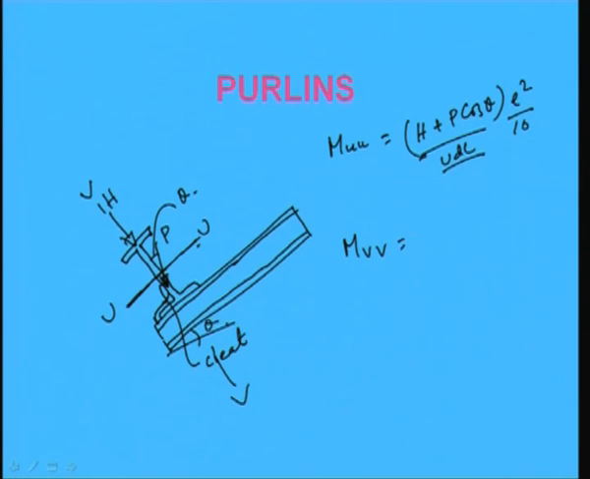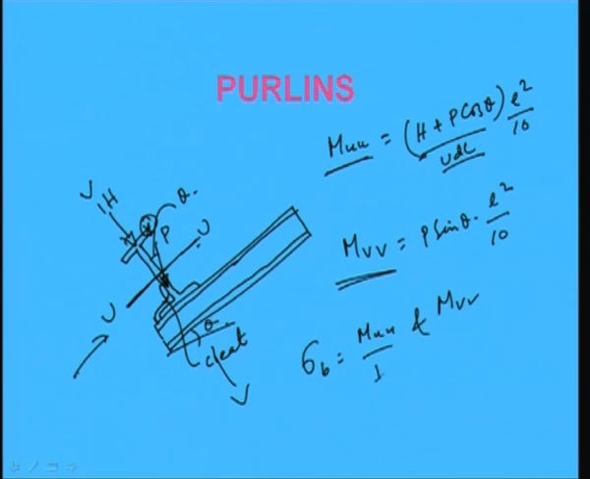Similarly, MVV will become, there will be no component of H in this direction, right. So, the only component will be P sin theta. So, P sin theta into L square by 10. So, this is one sort of moment, another sort of moment is this. Now, when we are going to find out the stress at a point, say sigma BC or sigma BT, we have to find out for MUU and for MVV. So, here I have to find out IUU and here also I have to find out IVV. Then again the distance, say U and V, right. So, it will be a combined stress. All these things, how to calculate, I will just give an overview of this.